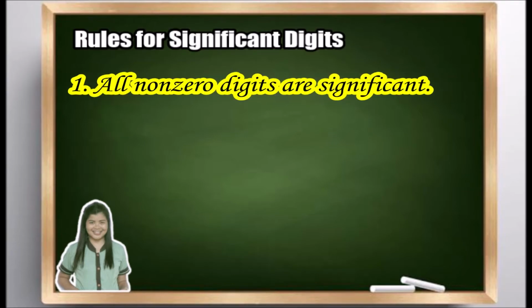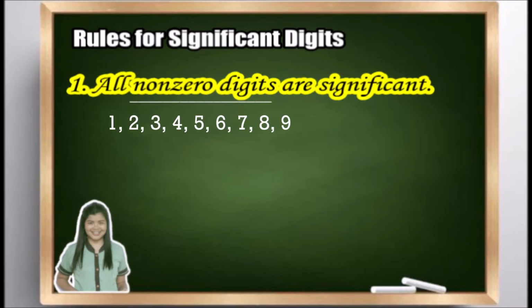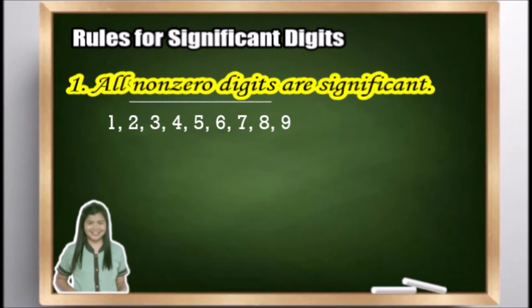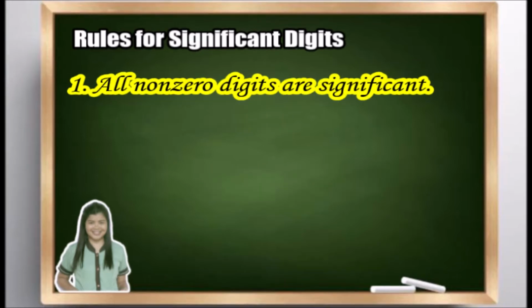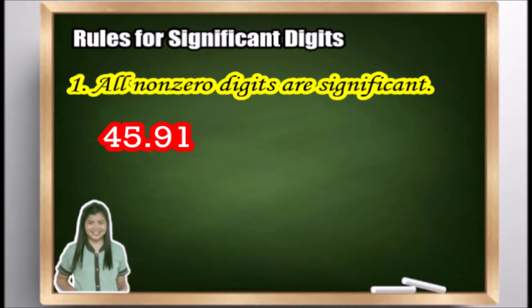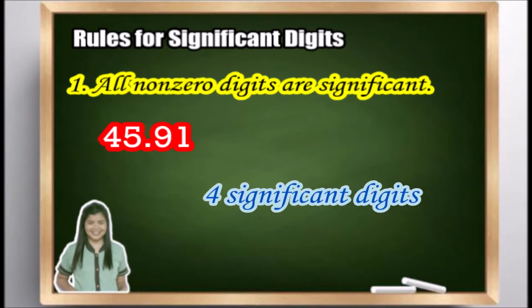First, all non-zero digits are significant. Non-zero digits pertains to digits from 1 to 9. So if ever you will see these numbers or digits, these are counted as significant. Example, we have 45.91. 4 is a non-zero digit, 5 is also a non-zero digit, as well as 9 and 1. Therefore, there are 4 significant digits in 45.91.